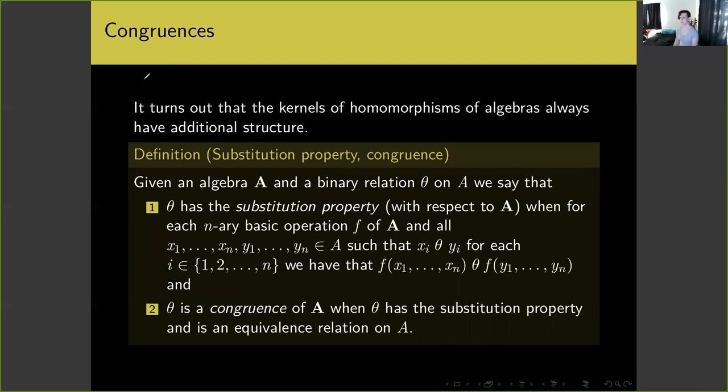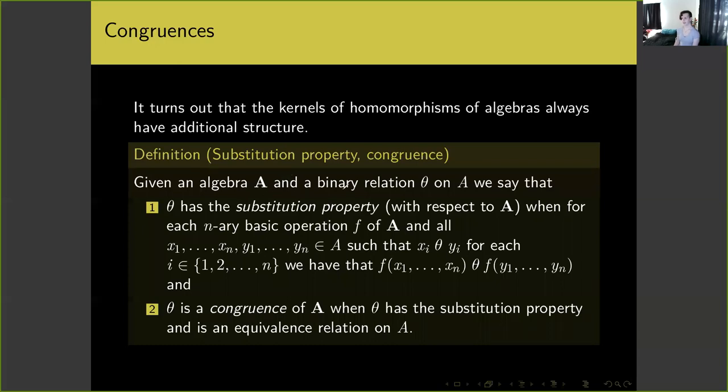Okay, so it turns out that kernels of homomorphisms of algebras always have some additional structure that isn't present in just generic equivalence relations. In order to describe precisely what that structure is, we need some more language.